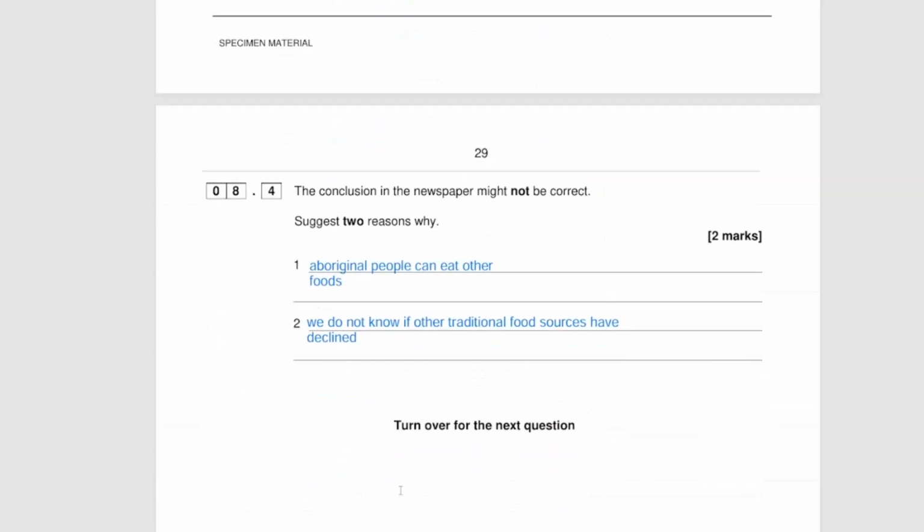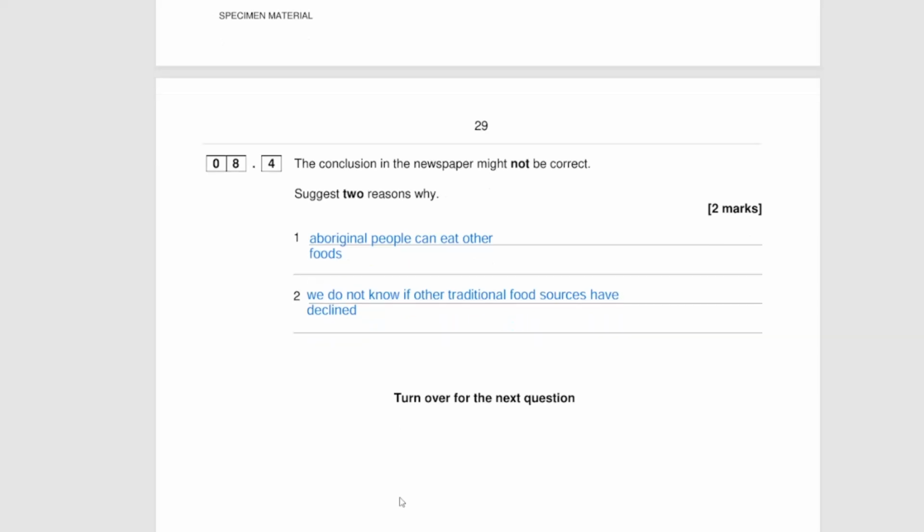8.4. The conclusion in the newspaper might not be correct. Suggest 2 reasons why. This is due to Aboriginal people being able to eat other foods. Just because their traditional food sources are at risk and depleting, it doesn't necessarily mean that their overall food security is decreasing, because they can still eat other food. Another point is that we do not know if other traditional food sources besides the seals have declined.